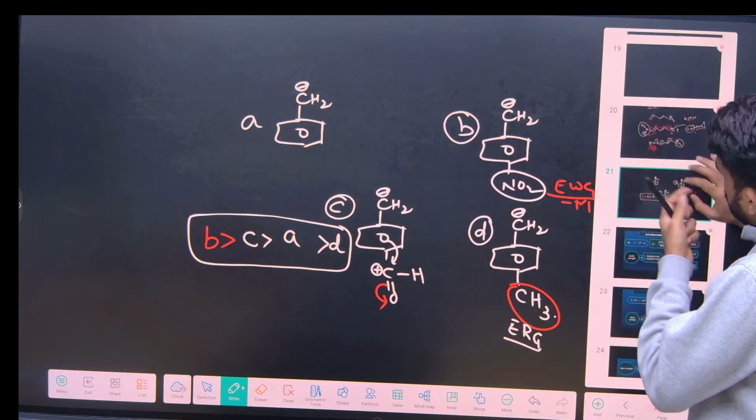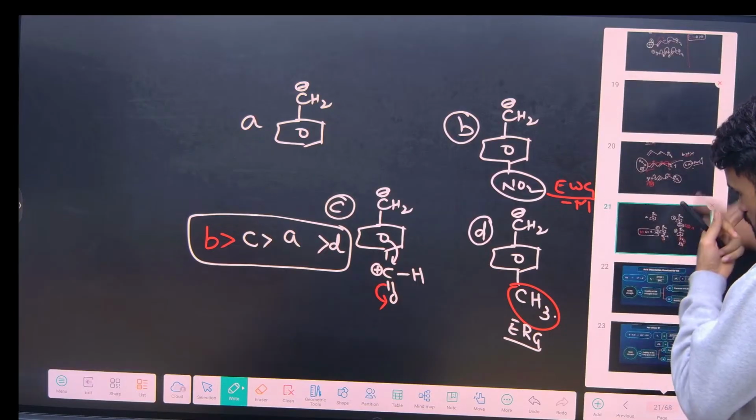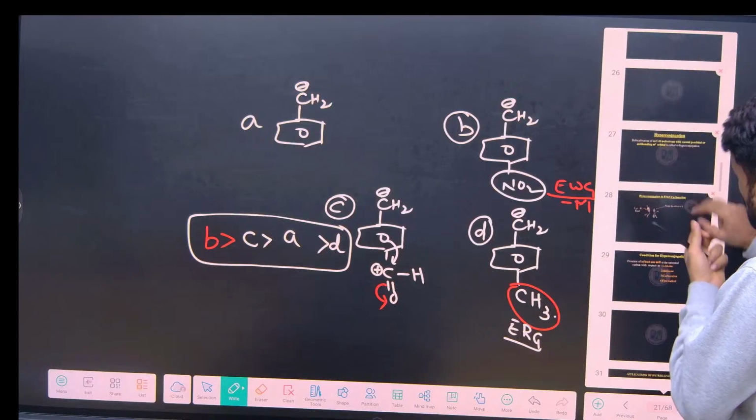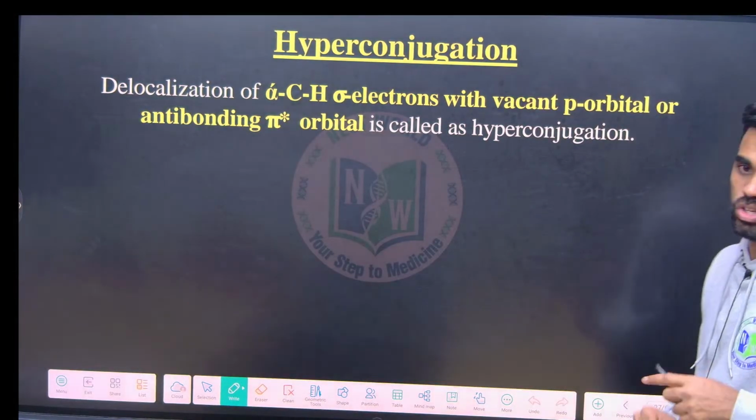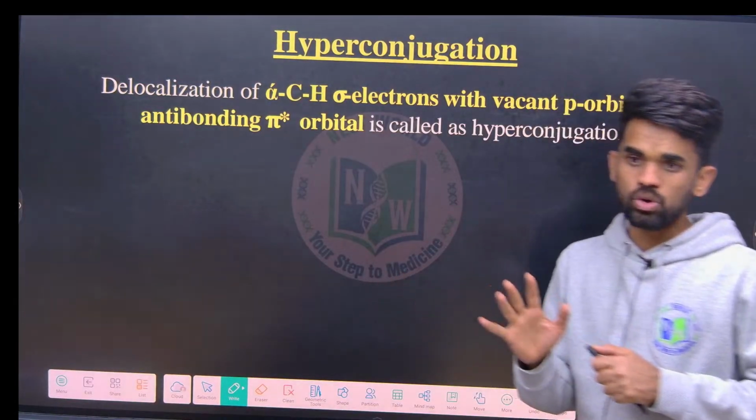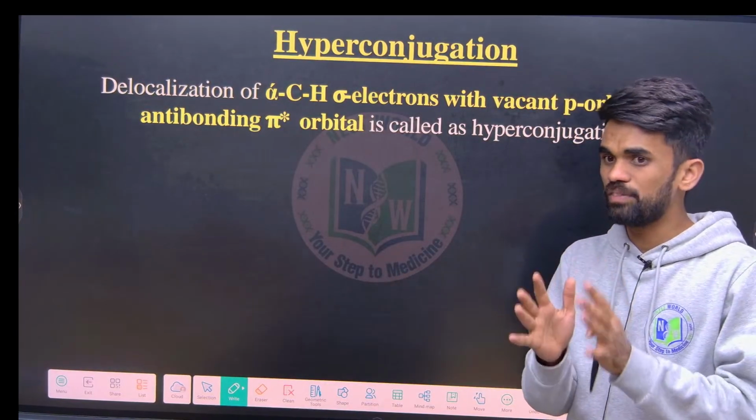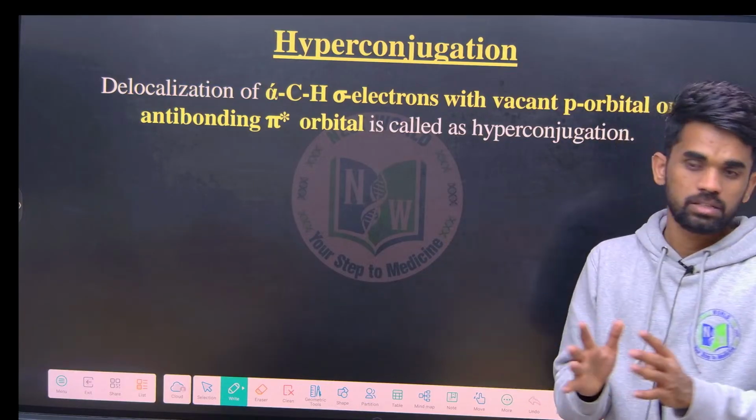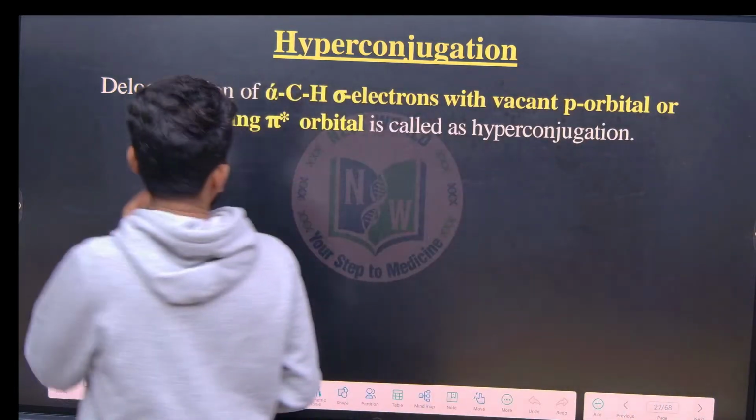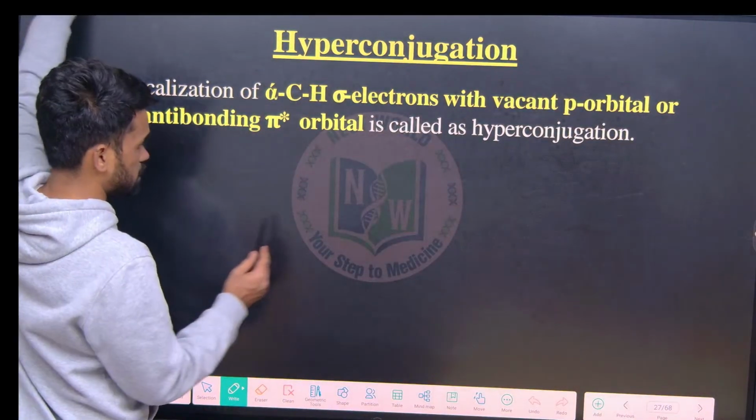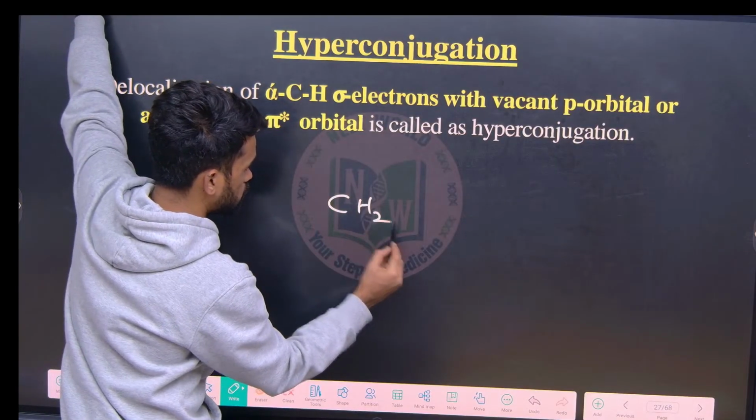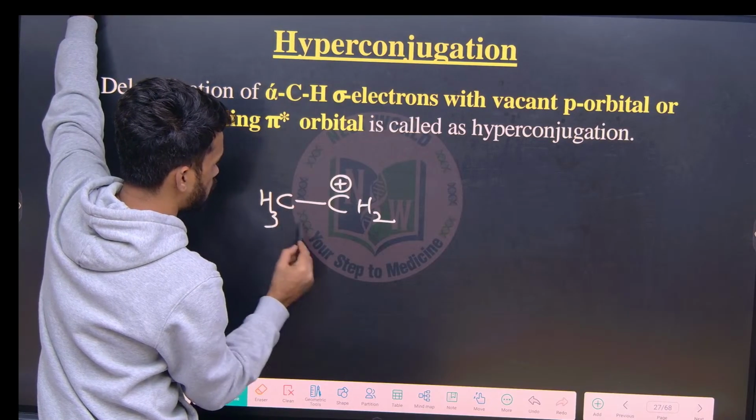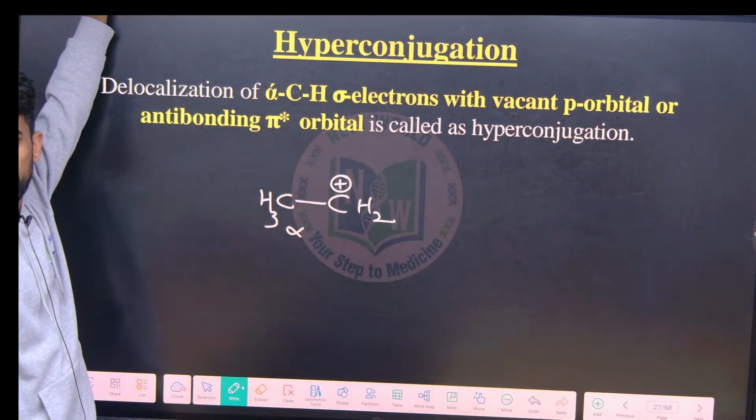Next we have hyperconjugation. We will study this hyperconjugation. Once after finishing this, I will show you the most generalized PYQs of EAPCET and NEET from these 3 effects. Okay. And here, first, hyperconjugation, how can you understand? See, just take a carbocation. To this carbocation, adjacent carbons are there. These are called alpha carbons.